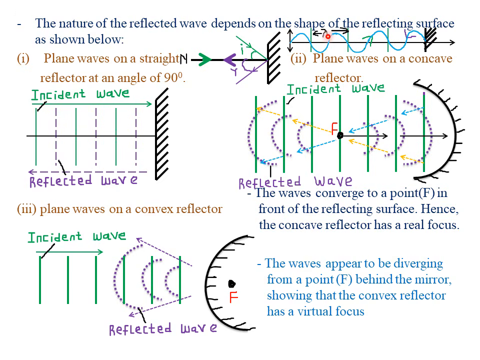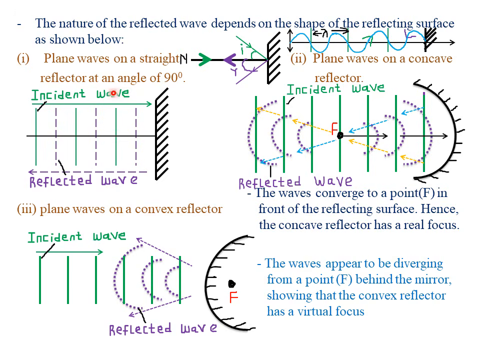Then we have said from a previous slide that the wavelength will be equal to the distance between any two successive wavefronts. Also, to understand it better, remember that from the laws of reflection of light, the angle of incidence must be equal to the angle of reflection. First of all, we are looking at plane waves on a straight reflector at an angle of 90 degrees. The plane wave simply means the straight waves. So you can see the wavefronts are representing our plane waves. These are the wavefronts or the incident rays.